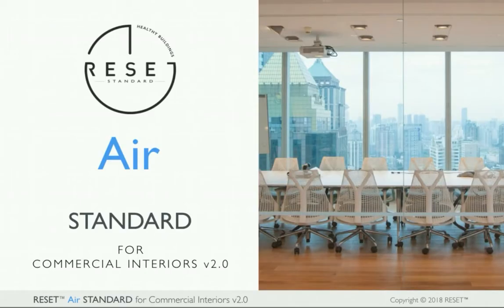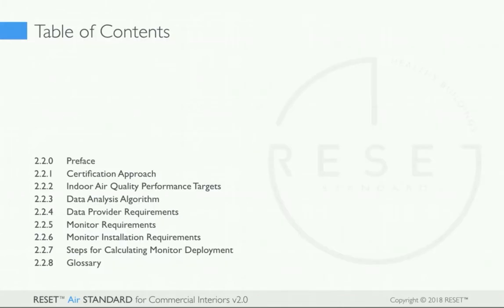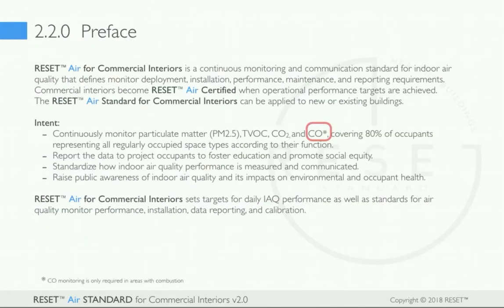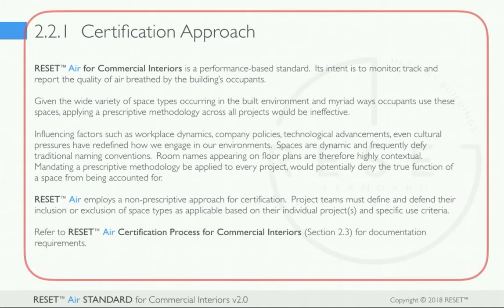So, jumping into the air standard for commercial interiors. Again, you'll see a highlight notifying the team that carbon monoxide is something that needs to be covered in areas that have combustion. And as I mentioned in my earlier introduction of this webinar, we intentionally wanted to ensure that APs are not put in the position of policing projects, and that RESET is not a prescriptive standard, but rather a performance standard.